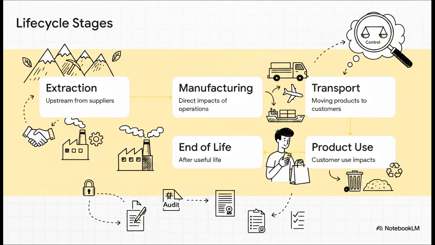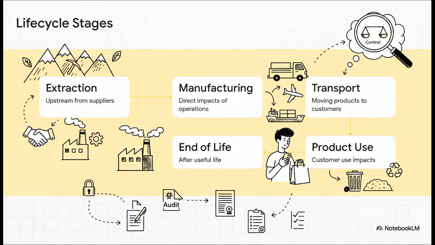You have to trace it chronologically. Start all the way back at raw material extraction. What impacts are happening upstream with your suppliers? Then look at your direct manufacturing impacts. Next comes transport and distribution, then product use by your actual customers, and finally, end of life.